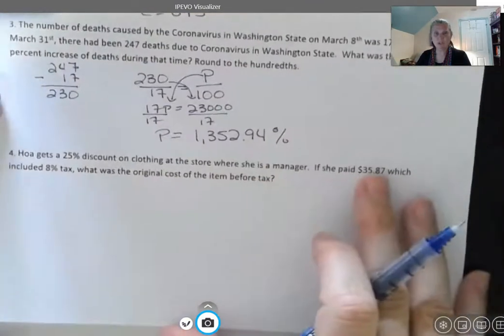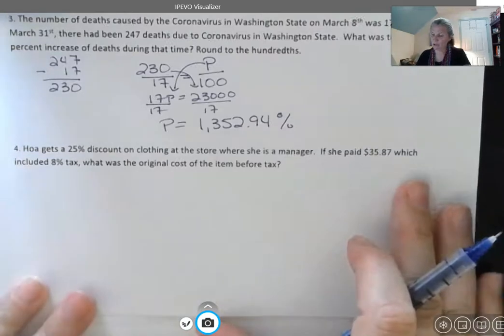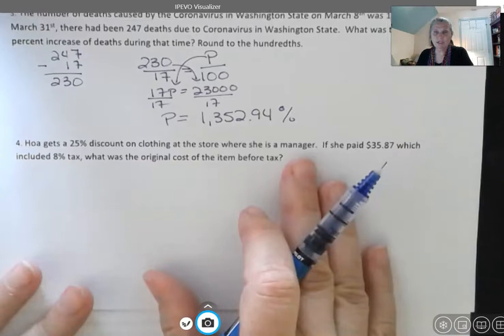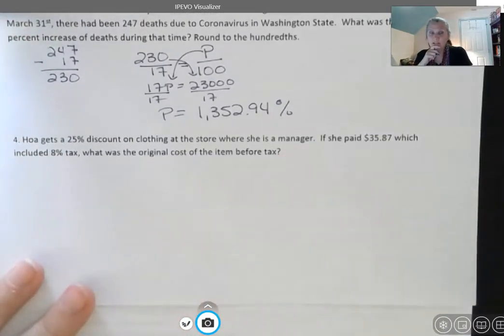We're going to do this in 2 steps. So Hua has a 25% discount on clothing at the store where she's a manager. If she paid $35.87, which included 8% tax, what was the original cost of the item before tax? So we're going to do this in 2 steps.